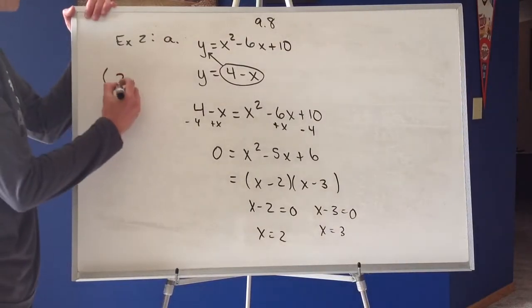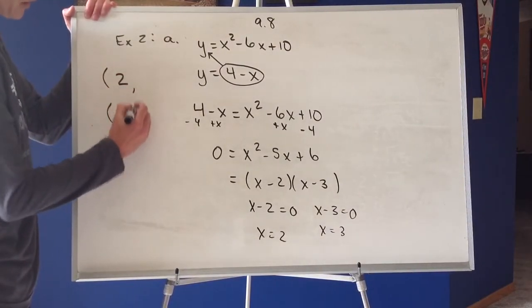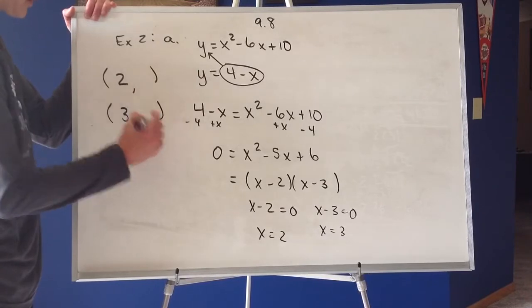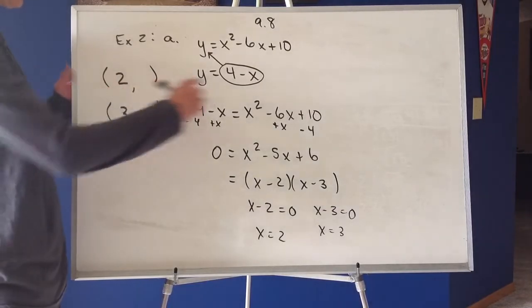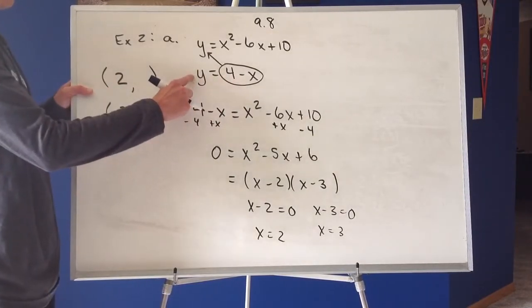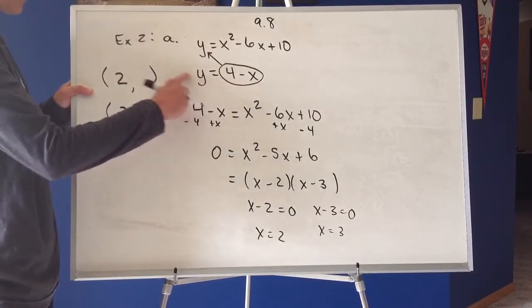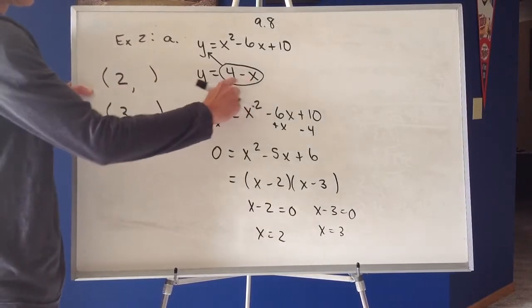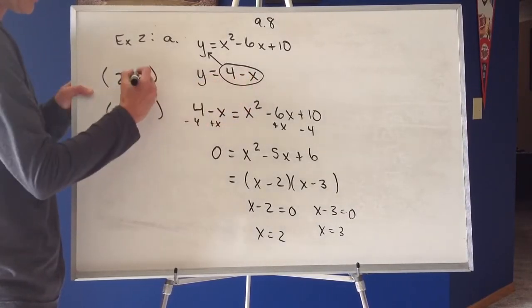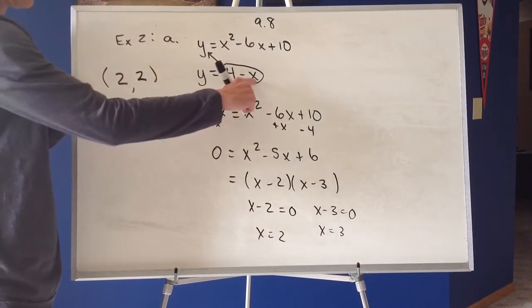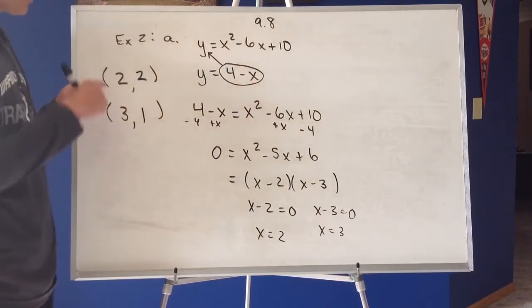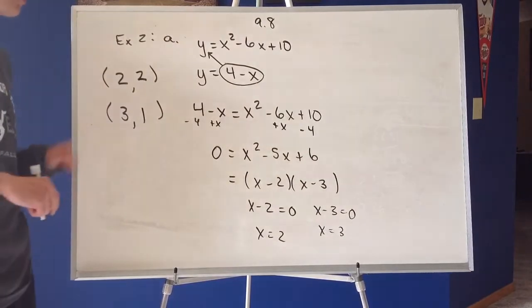So the 2 and the 3 are just the first part of the points. I need to find their matching y's. Now don't worry, it's not that hard, I just have to plug it back in. The linear one is the one it's easier to plug it back into. So if I plug my 2 back in, I get 4 minus 2, which is 2. If I plug my 3 in, I get 4 minus 3, which is 1. So our answers would be (2, 2) and (3, 1).